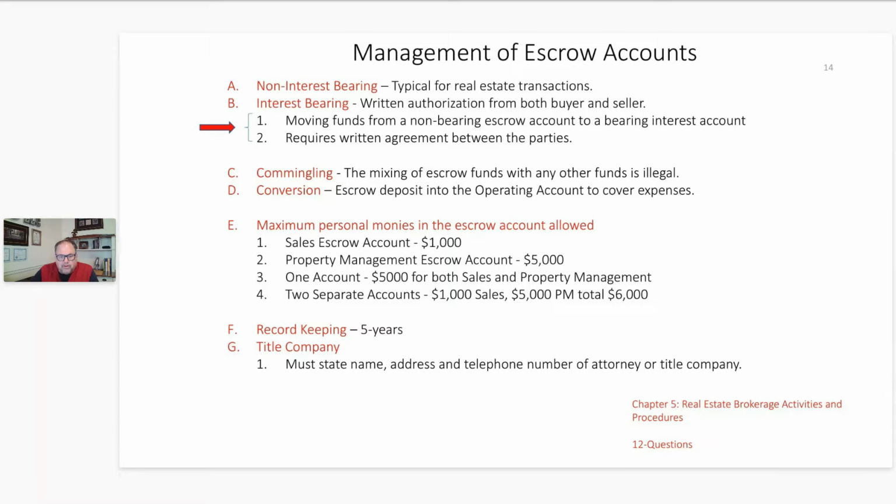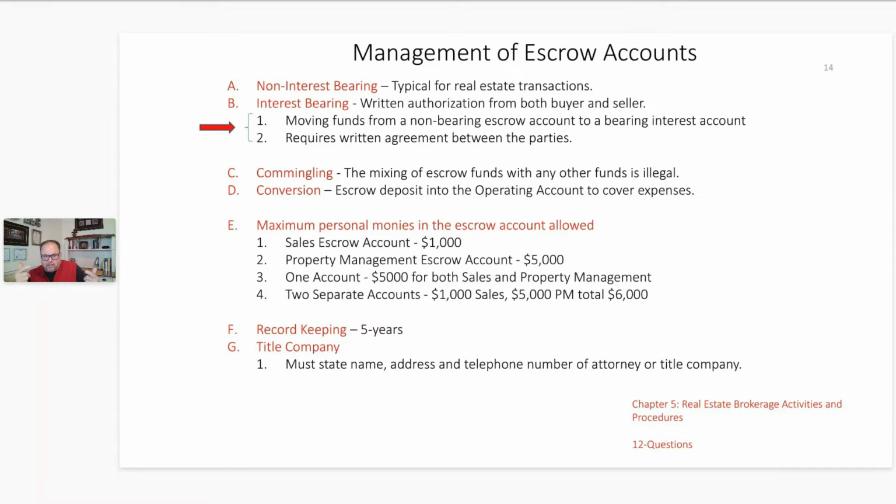Now, record keeping is 5 years. If the title company is going to keep the deposit, they have to have the name, address, and telephone number of the attorney or title company on the agreement. Okay. Now, you got two types of accounts. You got non-interest-bearing accounts and interest-bearing accounts.